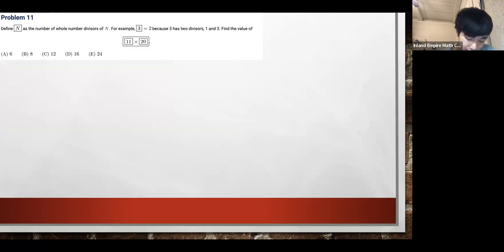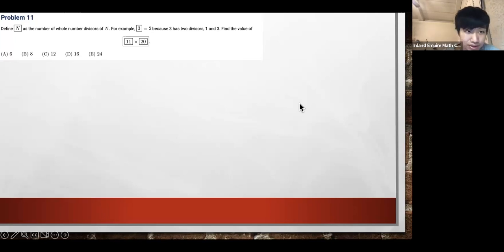This problem basically defines a rectangle around n as the number of whole number divisors of n. For example, the rectangle around 3 is 2 because 3 has 2 divisors. So find the value of the rectangle around the rectangle around 11 times the rectangle around 20. Basically, the way we do this question is to simply find out what 11 and 20 are in terms of their number of whole number divisors.